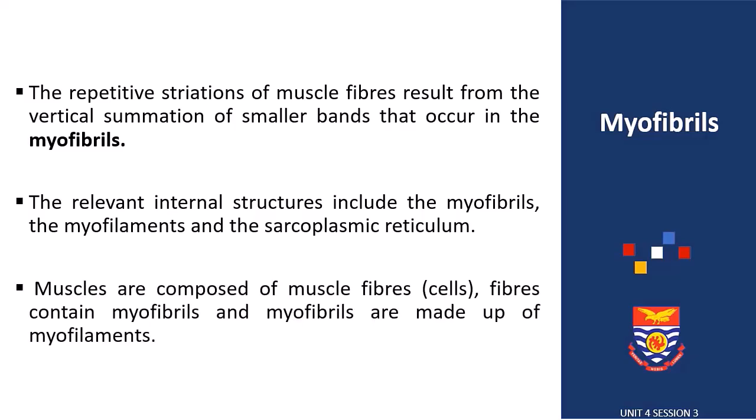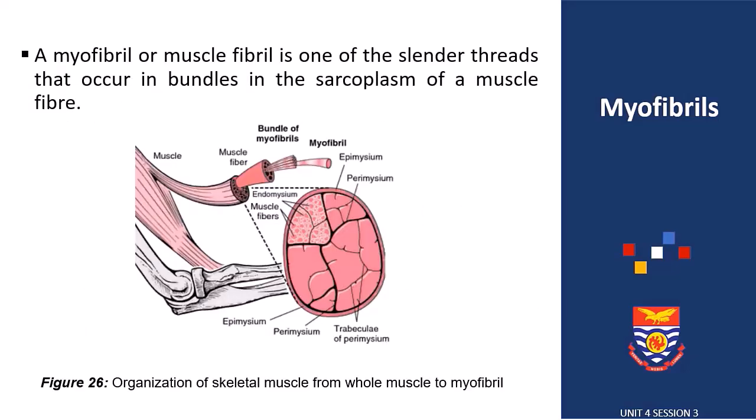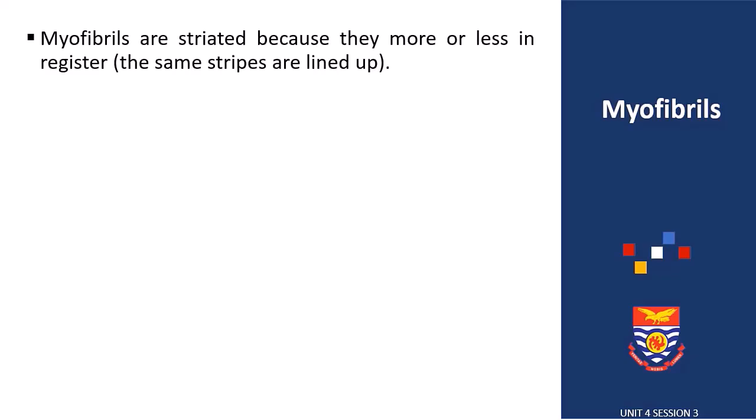Muscles are made up of muscle fibers or muscle cells, which contain these myofibrils and myofilaments. The myofibril or muscle fibril is one of the slender threads that is found in bundles in the sarcoplasm of a muscle fiber. To help you follow the levels of organization, see figure 26, which shows the gradation from whole muscle to fibril.